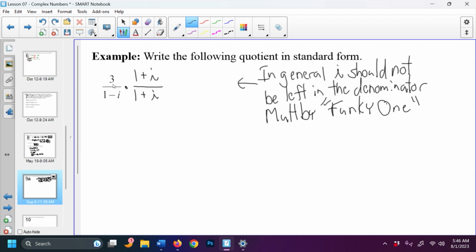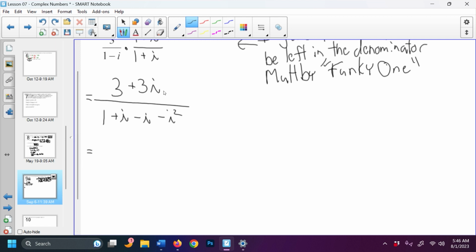And we will distribute. And so 3 times 1 is 3. 3 times i is 3i. Then in the denominator, 1 times 1 is 1. 1 times i is positive i. Negative i times 1 is negative i. And then negative i times positive i is negative i squared. There are no like terms in the numerator, so it's going to stay the same. These two terms cancel, and remember that i squared is negative 1, and so 1 minus negative 1 is going to be 2, and we have 3 plus 3i in the numerator.